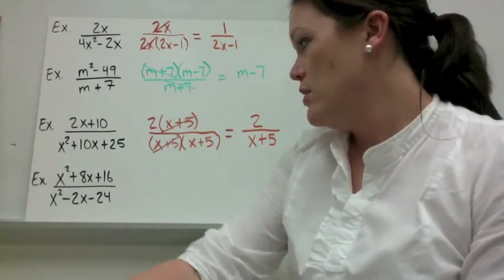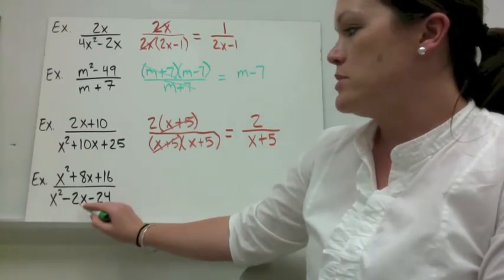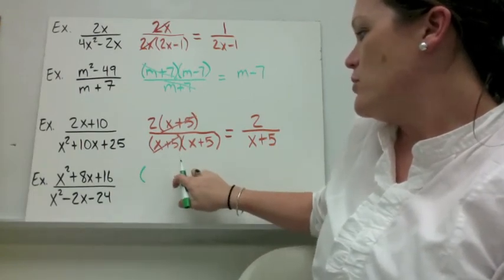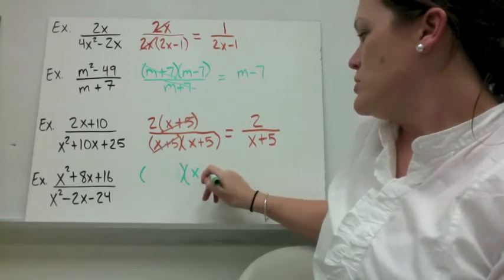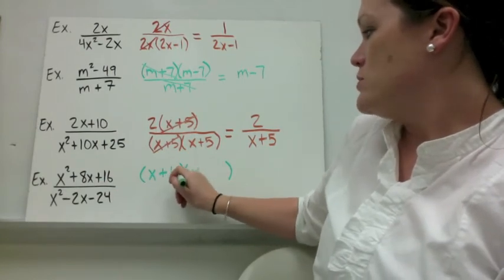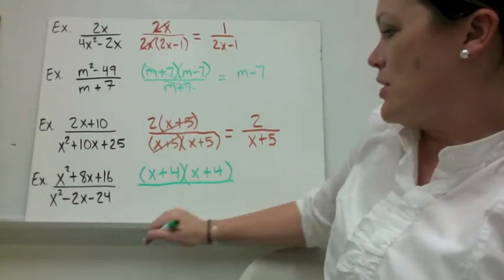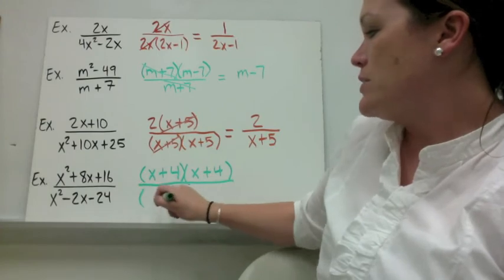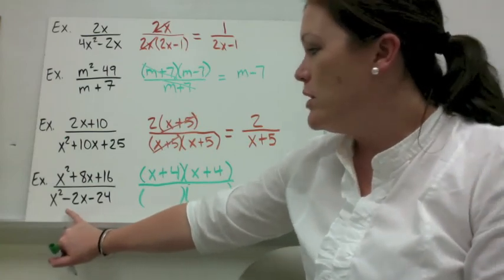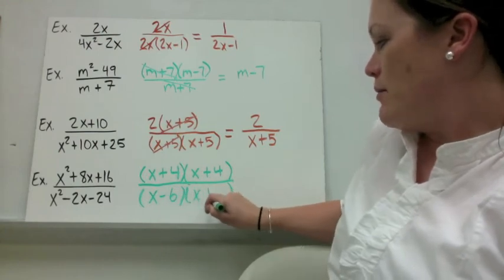Let's look at example 4. I have (x² + 8x + 16)/(x² - 2x - 24). In my numerator, I could factor this trinomial thinking about numbers that would multiply to give me 16 and add to equal 8, both positive. So I would get (x + 4) and (x + 4) again. In the denominator, I have another trinomial. So I need to factor, thinking about what numbers would multiply to be negative 24 and add up to be negative 2. That would be negative 6 and positive 4.